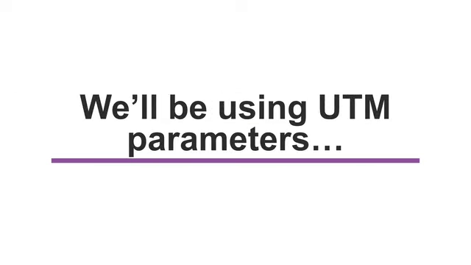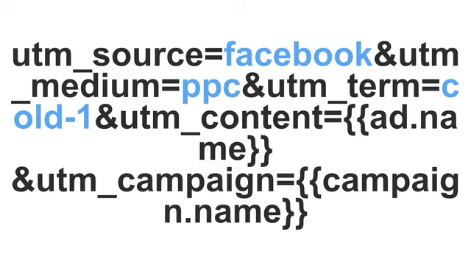So we'll be using UTM parameters, and these are parameters that give Google Analytics the information they need to know where the traffic has come from so that they can attribute a sale, a lead, a page view, or whatever it is that you're looking for. And so UTM parameters look like this, right? And I'll show you where this goes inside of Ads Manager. But what's important is that you change the areas here that are in blue. Everything that's in black stays the same. You're just going to change these blue areas based off of the ad that you're running.